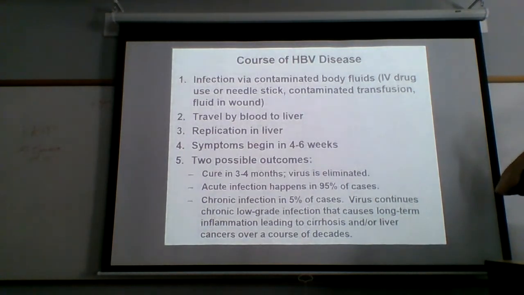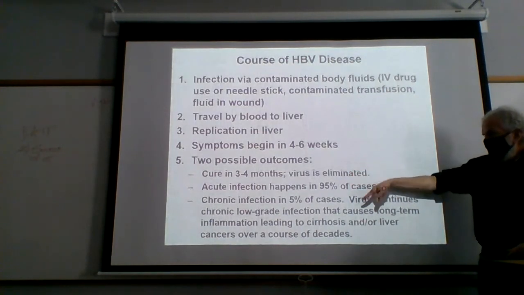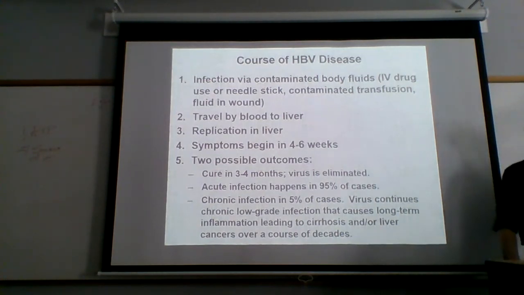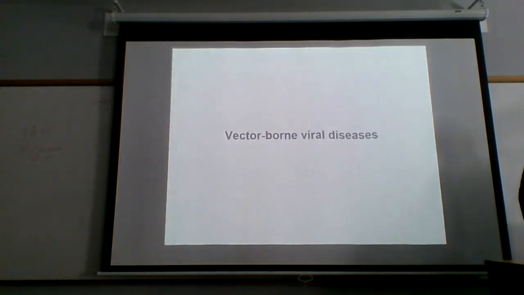So it gets into the blood, and from there it makes its way to the liver, where it's actually able to integrate. And you have a couple of different outcomes. You might be able to knock it back, or you have an acute infection, which is going to hopefully be knocked back. Otherwise, this chronic infection happens. The virus continues, and you have long-term inflammation, and that's going to lead to liver damage like cirrhosis and or cancers over time.